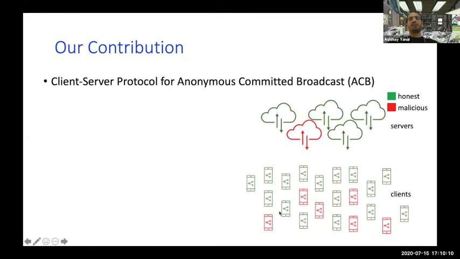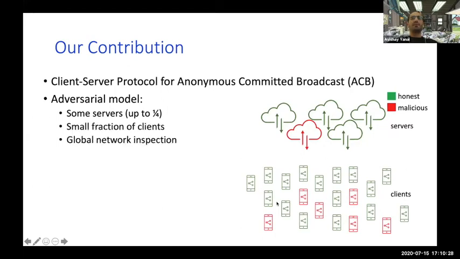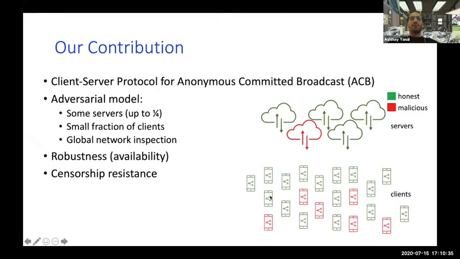So the contributions of this work are as follows. We introduced Blinder, which is a client-server-based protocol for anonymous broadcast, where the servers run a secure computation protocol in the honest majority model. And in our setting, this means that the adversary may maliciously corrupt up to a quarter of the servers. In addition, it may corrupt a small fraction of the clients and inspect all network channels. Yet, the adversary cannot halt the execution of the system or prevent honest clients from broadcasting messages.